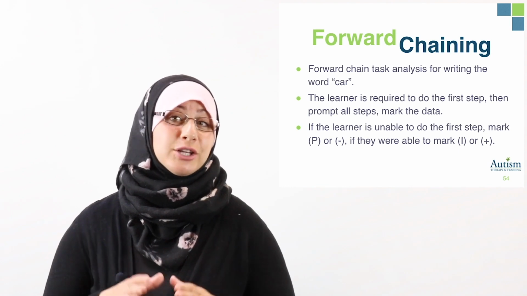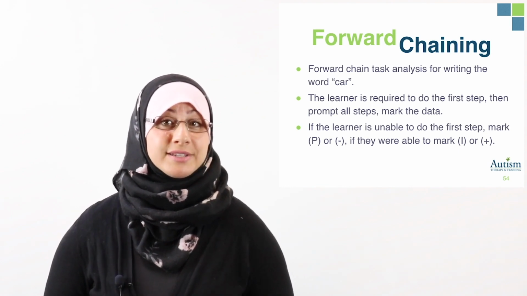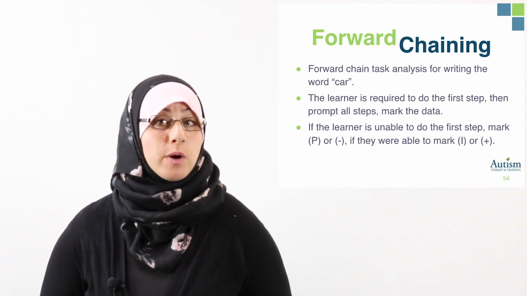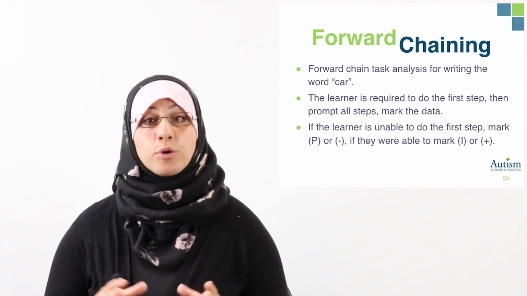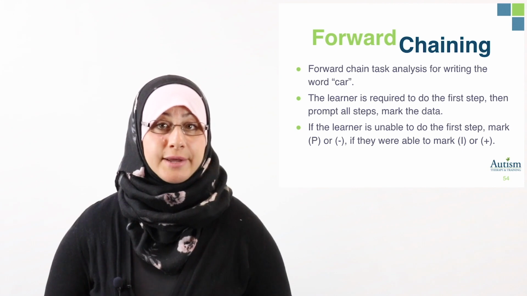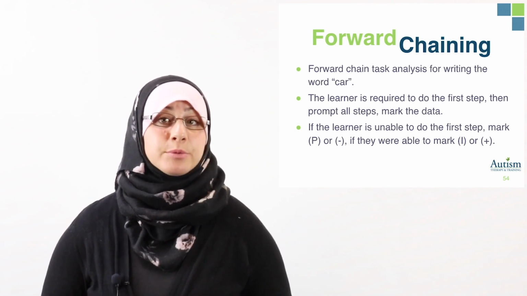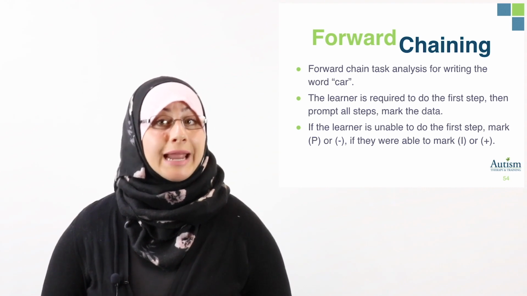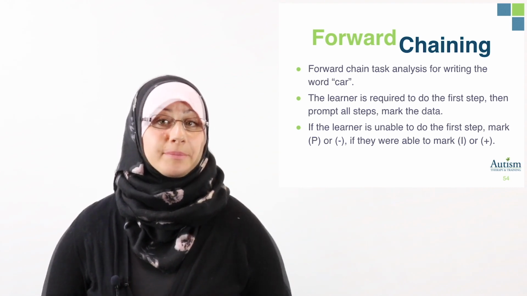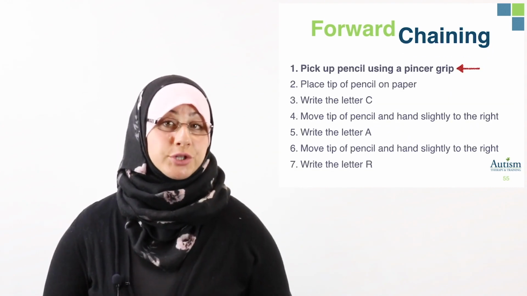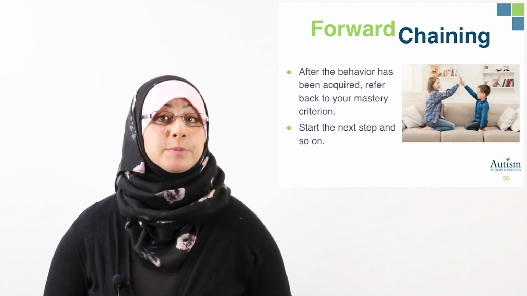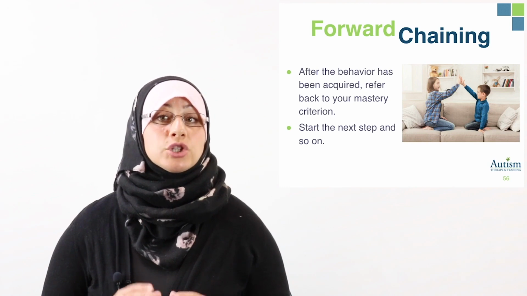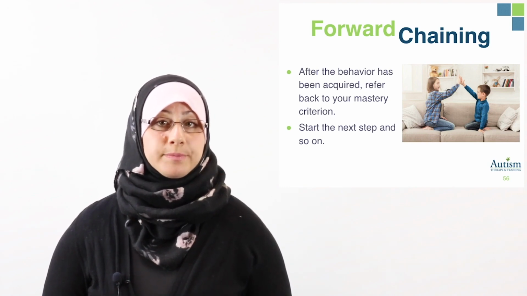All right, let's take a look at forward chain task analysis for writing the word car. The learner is required to do the first step, then prompt all the steps, mark the data. If the learner is unable to do the first step, mark P. If they were able to do it, then mark I. Pick up pencil using a pincer grip. After the behavior has been acquired, refer back to your mastery criterion. Start the next step, and so on.